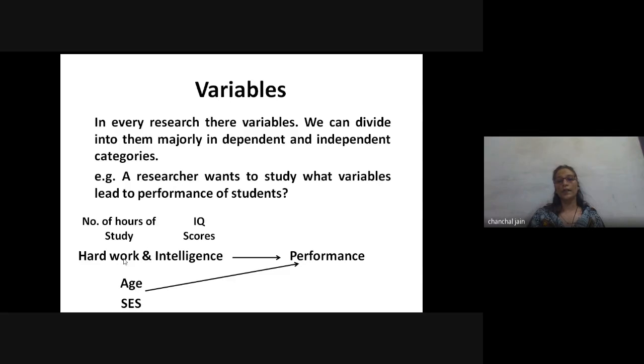This way we can define the variables properly, and it is mandatory for us to understand how we will define our dependent and independent variables. Performance we can measure in terms of marks obtained by students. Here, age and socioeconomic status of students will be known as moderators. Why am I saying moderators here? Because these variables are part of the study, but they are not the main variables affecting the performance of the students. That is why I am calling age and socioeconomic status moderators.